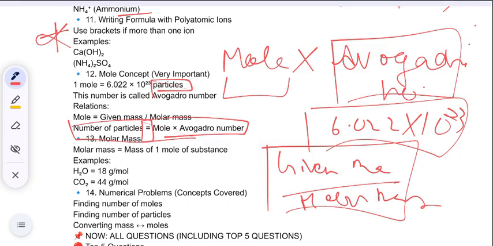In questions they will ask find number of particles, but if you do not know what is mole, then how will you find it? So first of all you should know mole. How will you find mole? Given mass upon molar mass. Okay, what is molar mass? Molar mass equals to mass of 1 mole of substance. मतलब किसी सब्सटेंस की मास उसका 1 मोल, ठीक है. And what is mass?